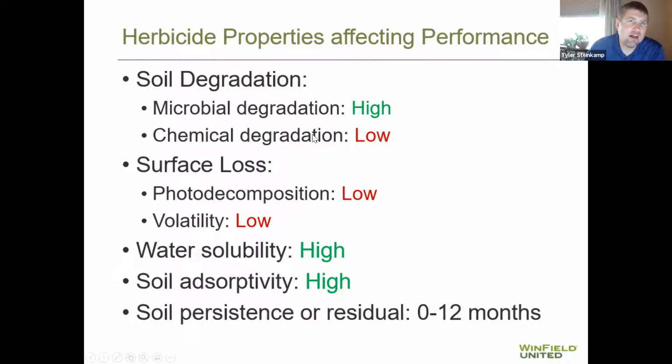Microbial degradation for glyphosate is very high, and so we do see that breaking down fairly quickly. Water solubility is high, but so is soil absorptivity. Okay, so it is very tightly bound to the soil particle. That's why we don't get any sort of root uptake. Soil persistence or residual is 0 to 12 months is what we expect there to be. And a lot of that's going to depend on how quickly this microbial degradation takes place. Okay, but glyphosate does not hang around in the environment for very long.